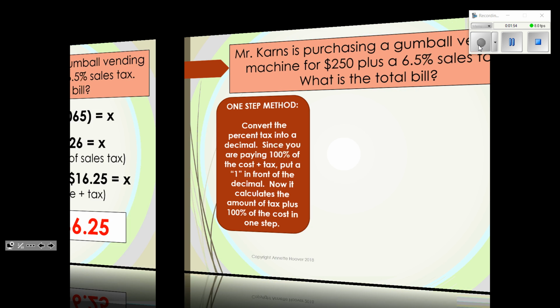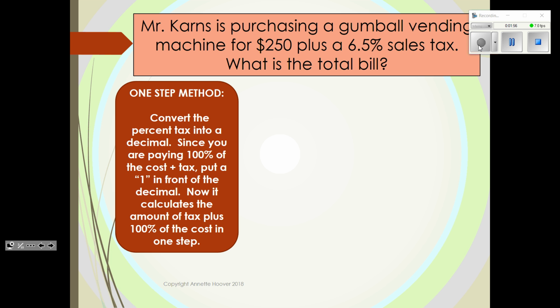But if all you want is the total cost, I'm going to show you a little shortcut here. Here's the one-step method. You start out by doing exactly the same thing. You are going to convert the percent into a decimal, which we've already done. So when we take 6.5% and we convert it into a decimal, and you move the decimal 2 places to the left. Now, we are going to put a 1 in front of that decimal.